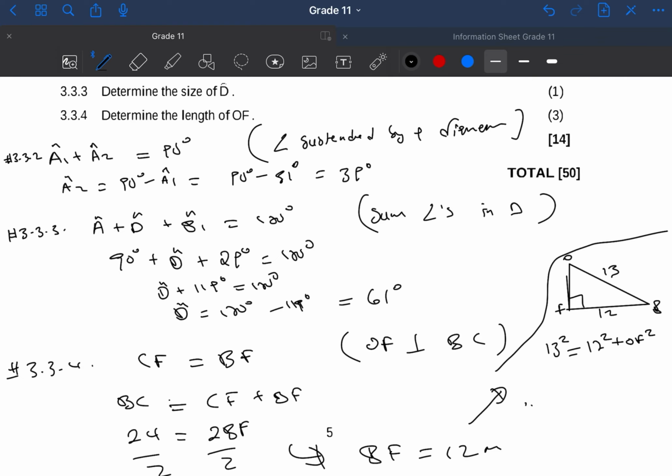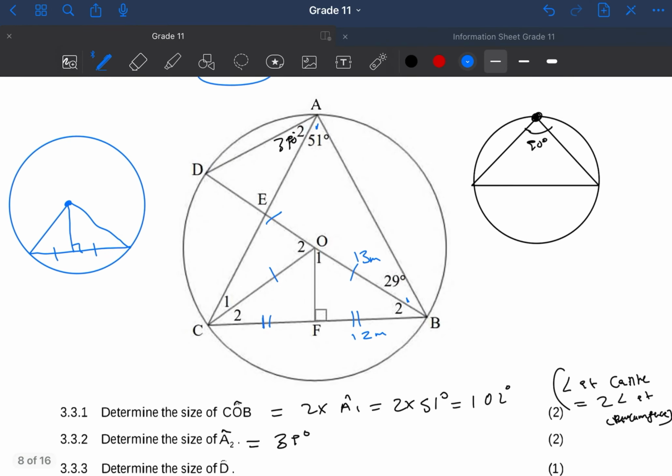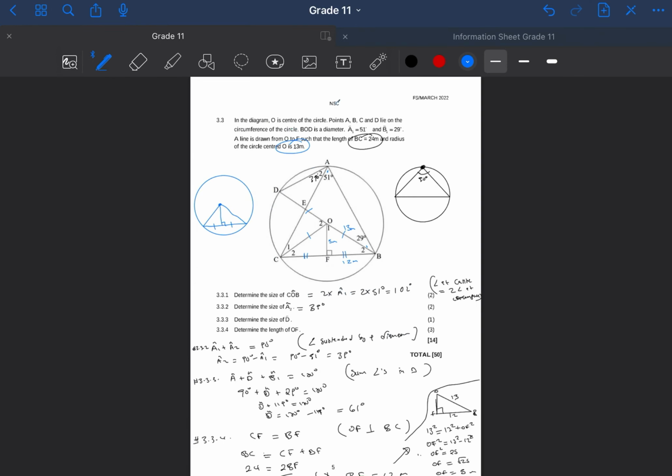And then OF squared is 13 squared minus 12 squared. Okay, and you can actually punch this in the calculator if you don't know the answer, and you get 25. And then OF is the square root of 25, so OF is actually 5 meters. So boom, OF is 5 meters. So this is how you will actually answer this question, and you get all of your 8 marks.